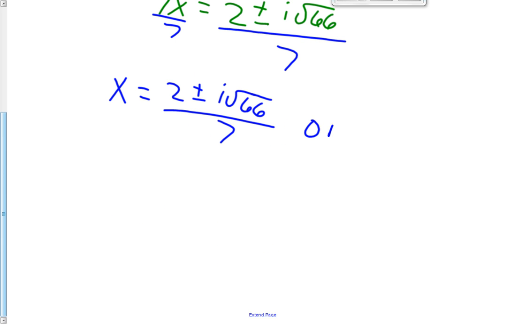Excel Math might have this, class, and I will accept either one on the test. 2/7 plus or minus i square root 66 divided by 7. Did I say 2/7? Oopsie. 2/7 plus and minus i square root 66 divided by 7. I'll accept either one of those answers. And there's our lesson for today.